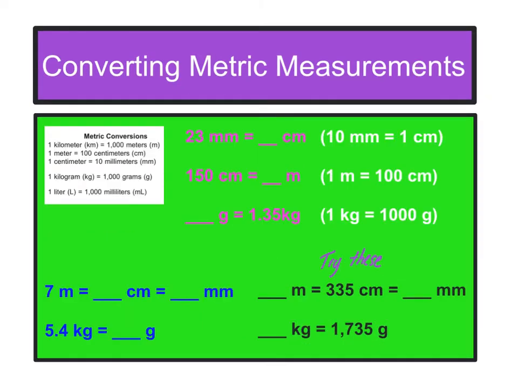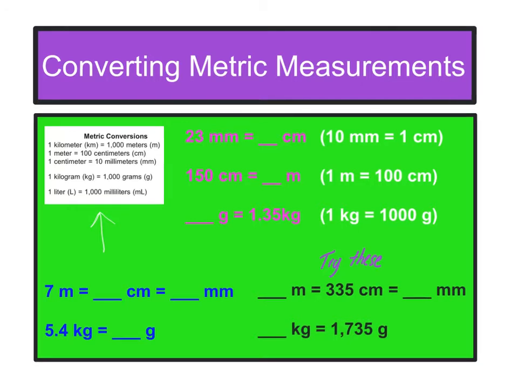Now the first and most important thing on this page you'll see is right here. Okay, our metric conversions. Most times you will either have your fact sheet or you'll have it right in the problem itself where it gives you the conversion. You can see here 1 meter is 100 centimeters, 1 centimeter is 10 millimeters, 1 kilogram is 1,000 grams, and 1 liter equals 1,000 milliliters. This is huge.